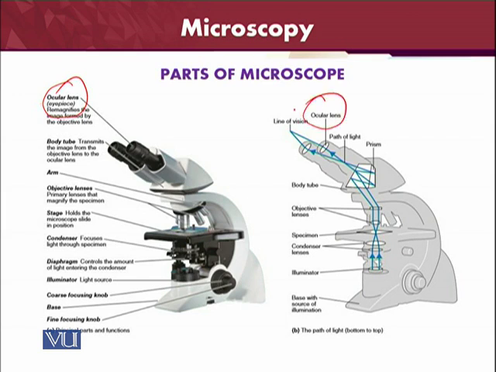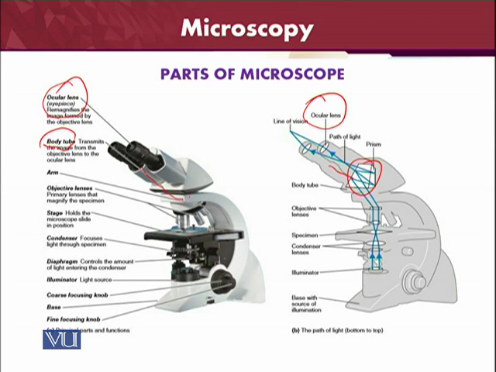This is the ocular lens, and this is the line of vision, whatever magnification or resolution you want to see. Then the body tube of the microscope, which is also the path of the light. The light goes through the body tube, and then there is the prism, which reflects the light towards the object we want to see.